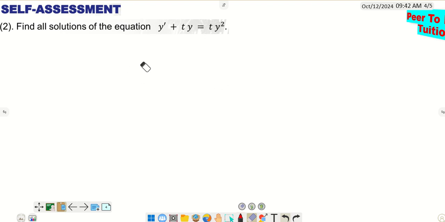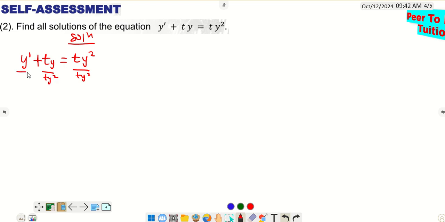Now let us solve. Solution. We have y prime plus ty is equal to ty squared. The first thing to do is to divide through by ty squared. Divide here by ty squared. Divide here by ty squared. And divide here by ty squared.